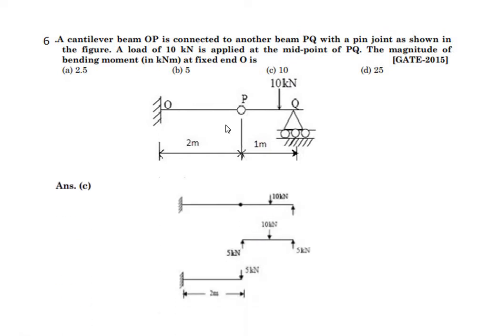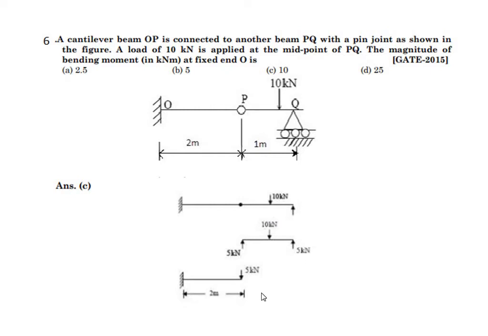So you have to solve it as two separate beams. So this was the original problem. You have a fixed end, then a hinged point, and a simple support, and in the middle of the region PQ you have a 10 kN load. So what you have to do is assume this portion as a simply supported beam.